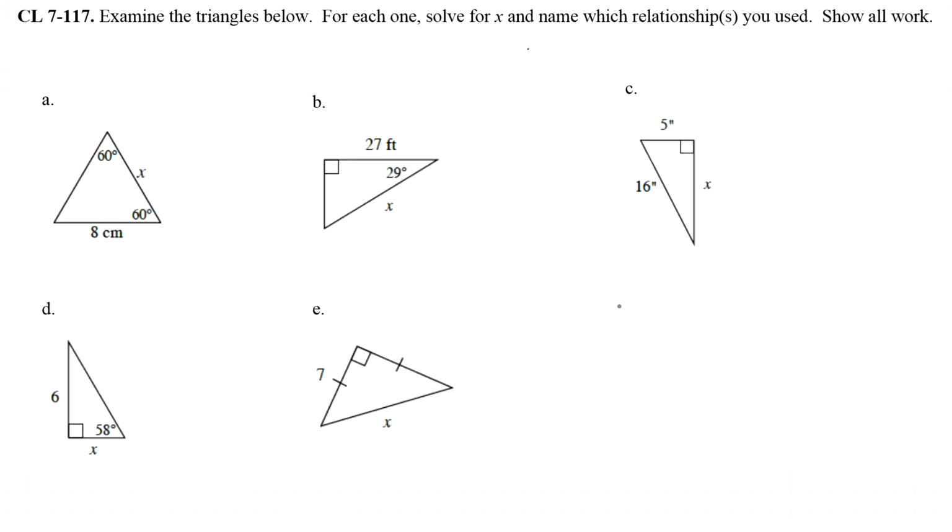7, 1, 17. Examine the triangles below. For each one, solve for x and name which relationship you use. Show all work.